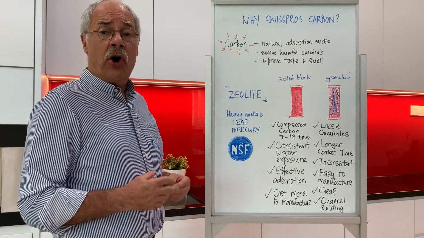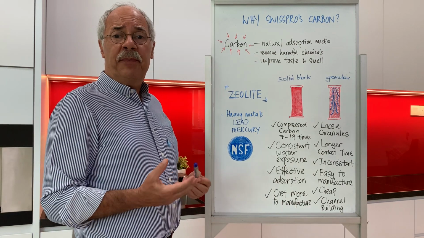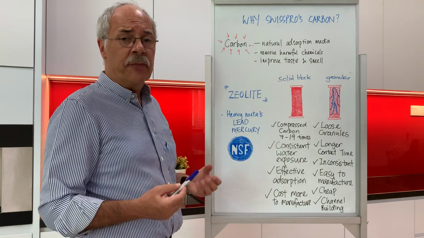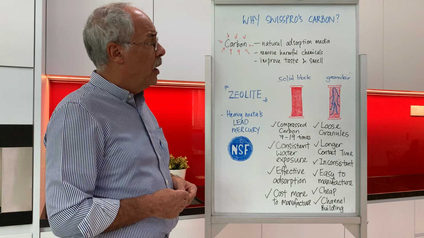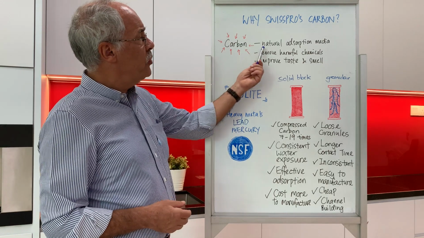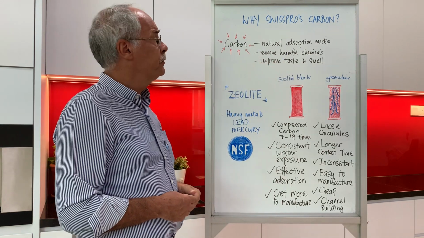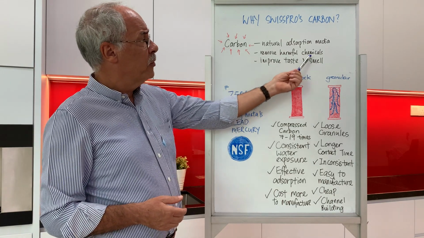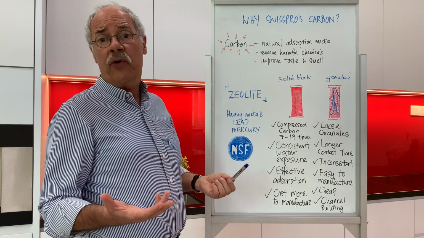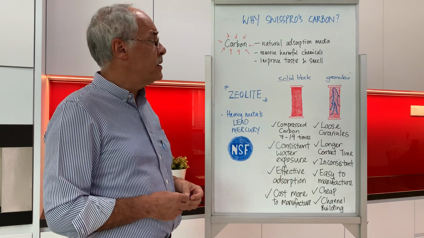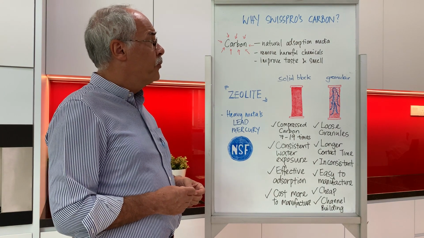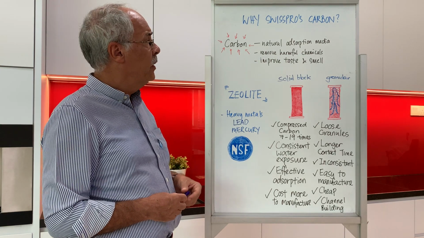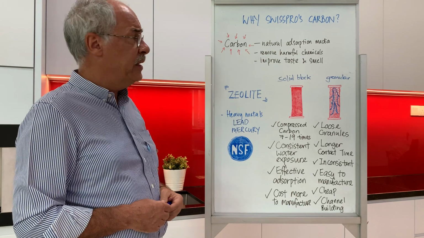Activated carbon cartridges are a typical part of a water filtration system. So most of the brands carry it. Why? It's a natural adsorption media. It does mainly address harmful chemicals such as chlorine or pesticides. It improves taste and smell. This is the key focus on activated carbon.